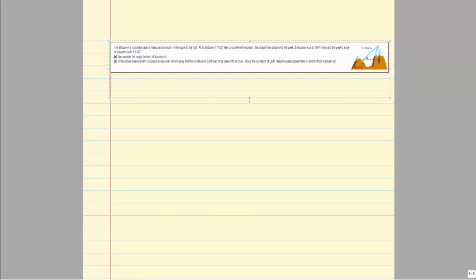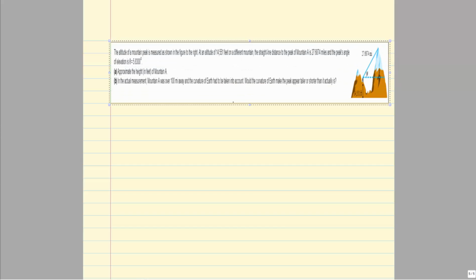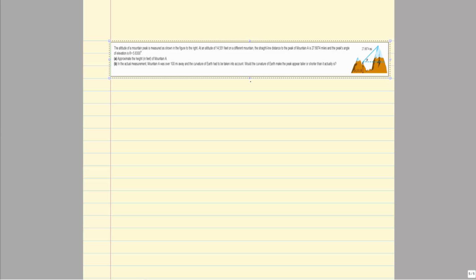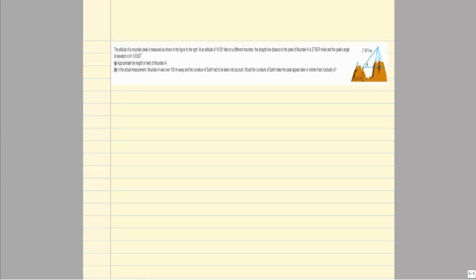And this one has a nice picture, so that's always helpful. Better not distort it too much though. Okay. So it says the altitude of a mountain peak is measured as shown here in the figure at the right. I might have to blow this up on the side screen so I can see it.